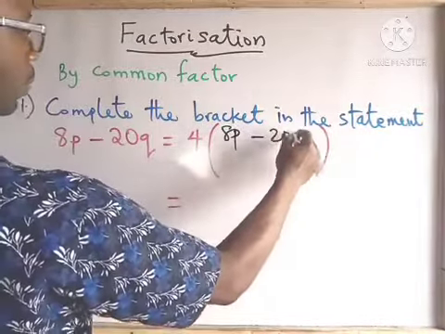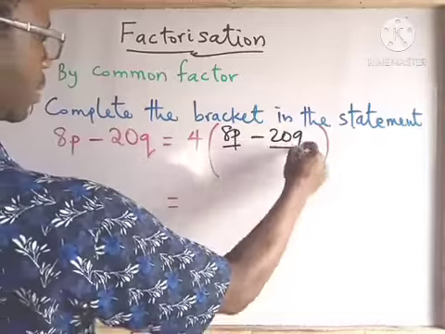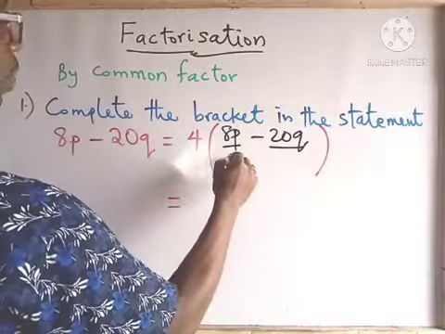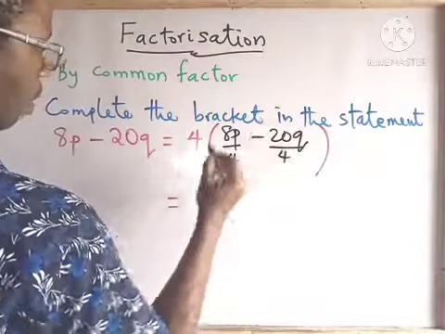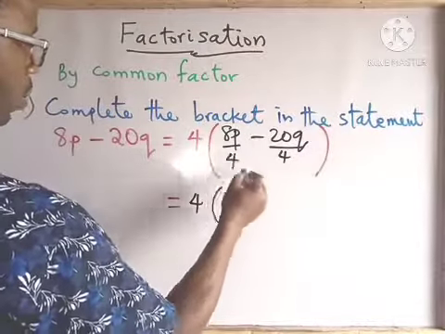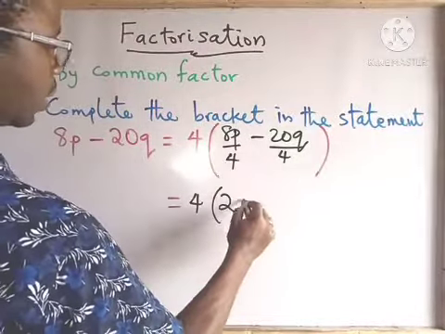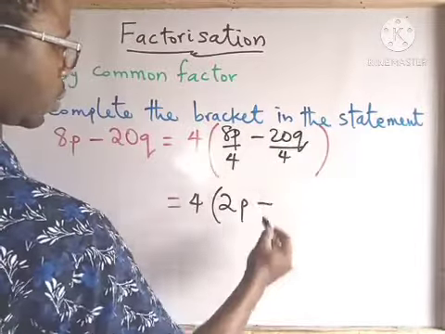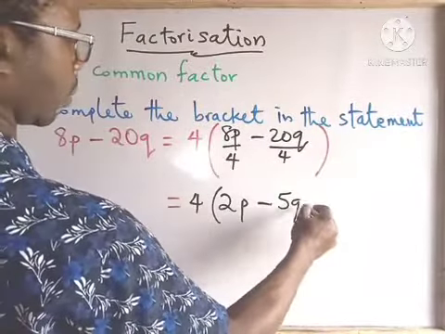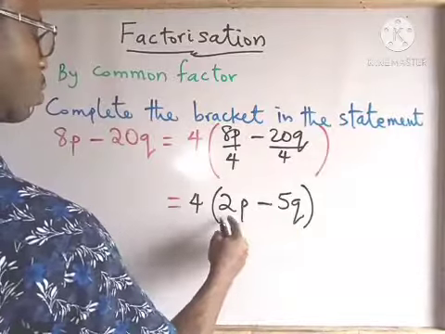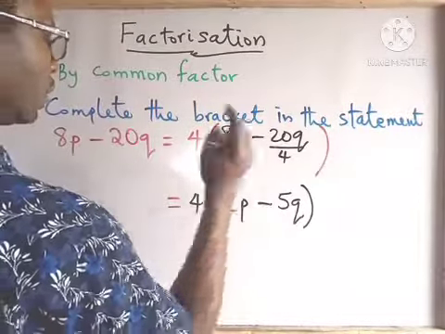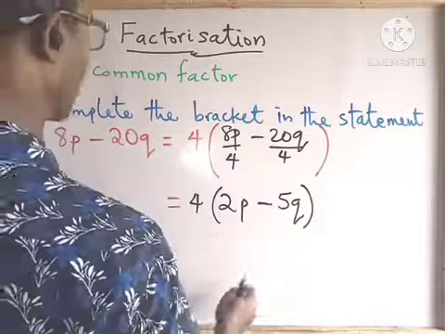We divide each of the terms by the common factor. When we do this, we cancel this to give us 2p, and this 4, we cancel 20 to give us 5q. And you discover that there is no other common factor in the two terms. So this is the answer to the question.